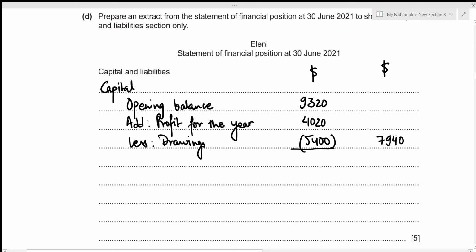All right, now let's move to the liability section. We do not have any non-current liability because there was only one non-current liability, the bank loan, but we already repaid that. So there are no more non-current liabilities. We only have the current liabilities. Let's look for that.